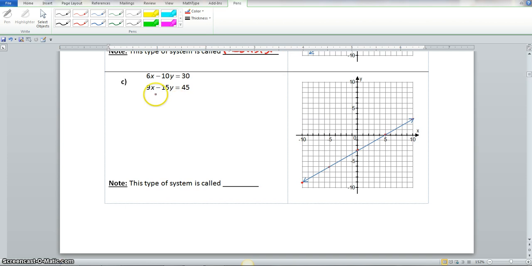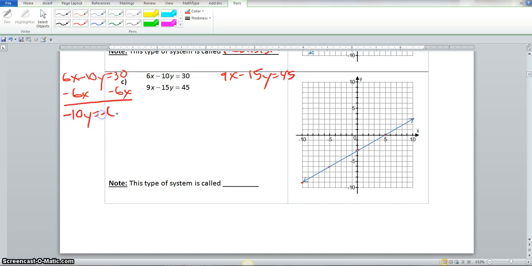Okay, now we go to C here. Now, if you notice, both of these equations are not set up in slope-intercept form. So that is the first thing that we want to do. We have to do it for both equations. So I'm going to write one equation here, and then another equation on the other side. This is just to give room. So we will subtract 6x on both sides. This will give -10y is equal to -6x plus 30.